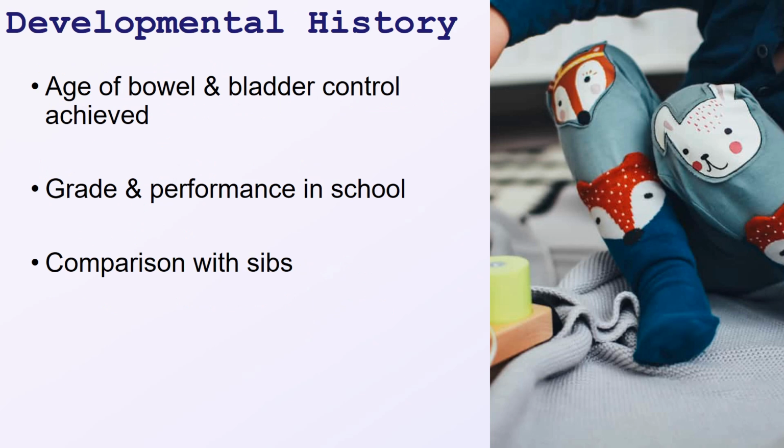And many times in detail it's difficult to get. Suppose the child is in an orphanage and the child is 3 years old, it might be difficult to get the detailed developmental history. So in that case you can just ask about the grade the child is going to, and then performance in the school, academic performance, and then you can compare with the siblings or the peers. And here you can ask about the bowel and bladder control achievement also. So that also indicates the development of a child.